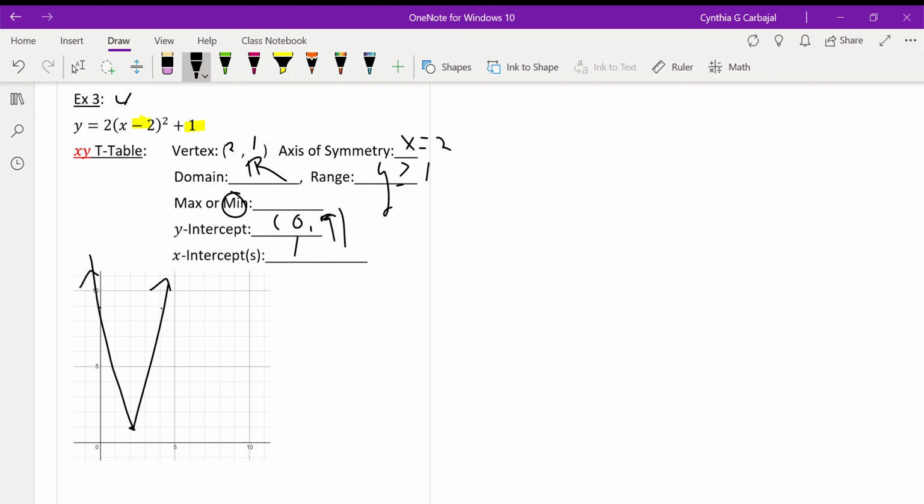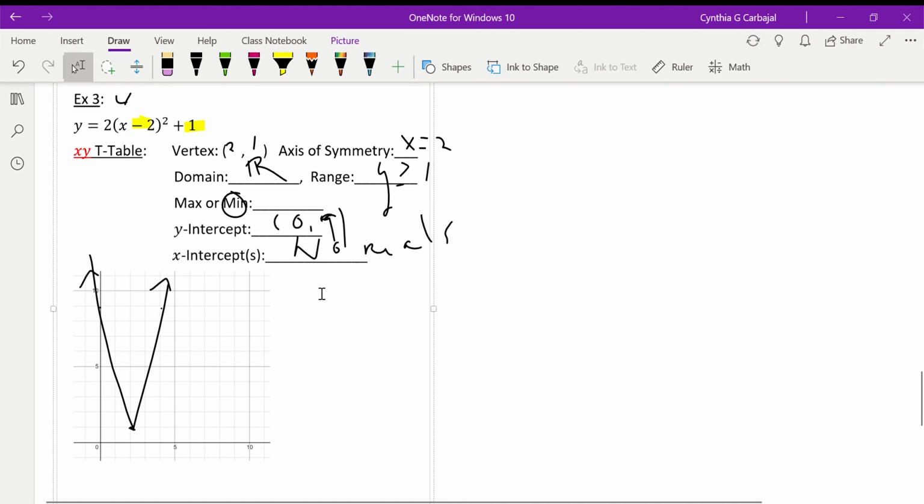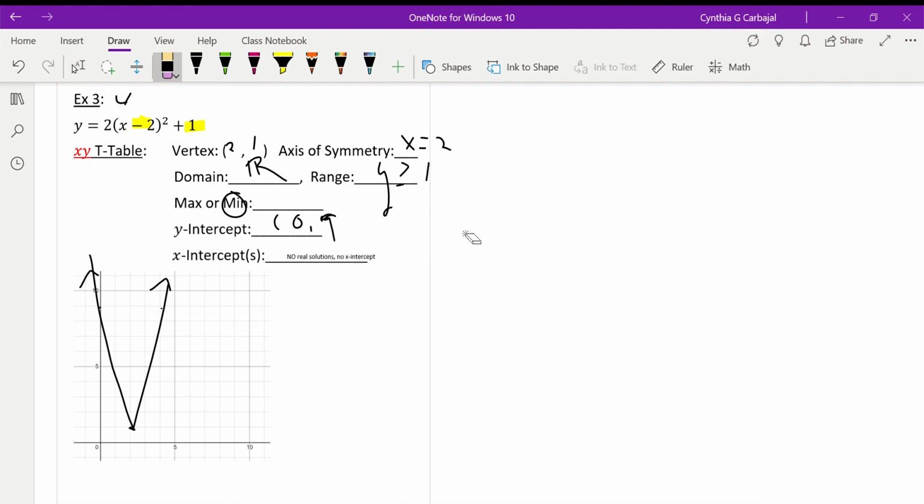And my x-intercept is no real solution. Let me see if I can type it, because this won't let me write. No real solutions, meaning there's no x-intercept. Maybe I should try and type instead, since this was so horrible to write. So no real solutions. So it doesn't cross the x-axis, and that's it. If you have any questions, let me know.